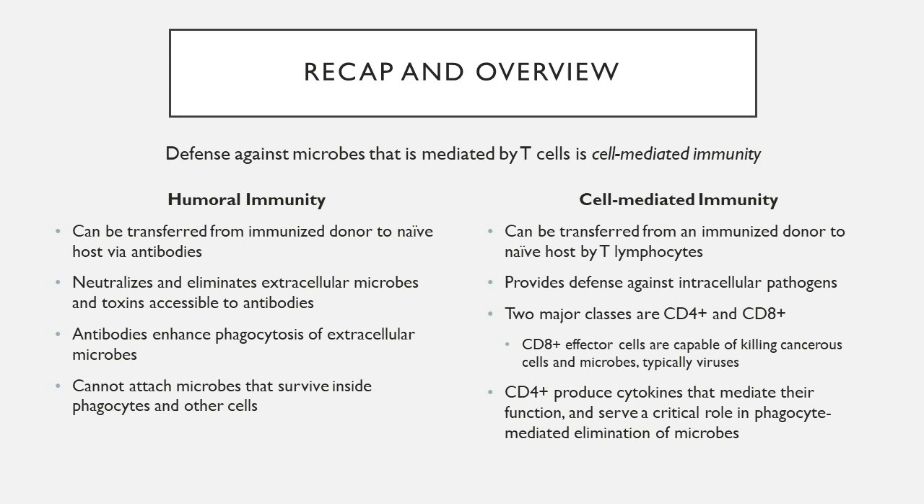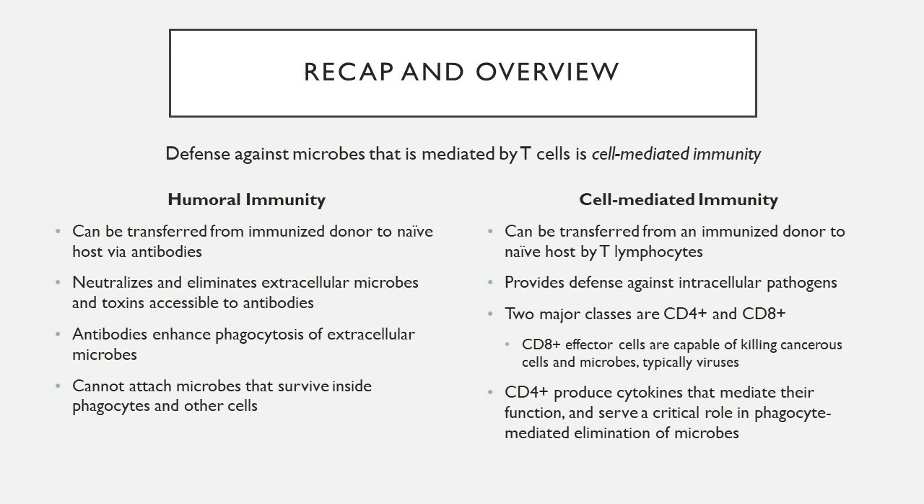One of the big key differences between the two branches of immunity is that antibodies can neutralize and eliminate extracellular microbes and toxins accessible to the antibodies. Those antibodies, however, can't reach the inside of cells. So if you had a cell that's infected with a virus, or a bacteria that's been phagocytosed but has escaped to the cytosol, antibodies are completely useless. That's where cell-mediated immunity comes in, because they provide defense against intracellular pathogens. So depending on the location of the pathogen, that's where these two branches of adaptive immunity split.